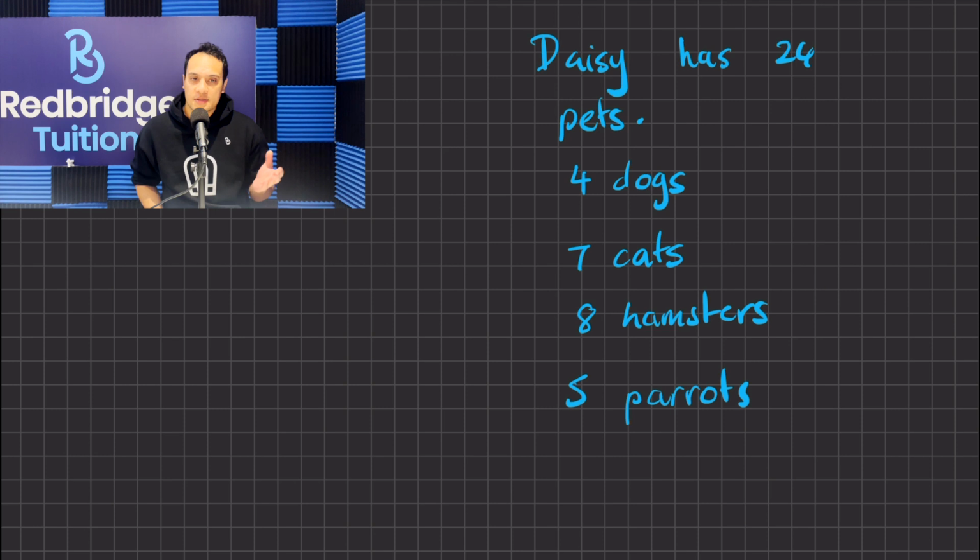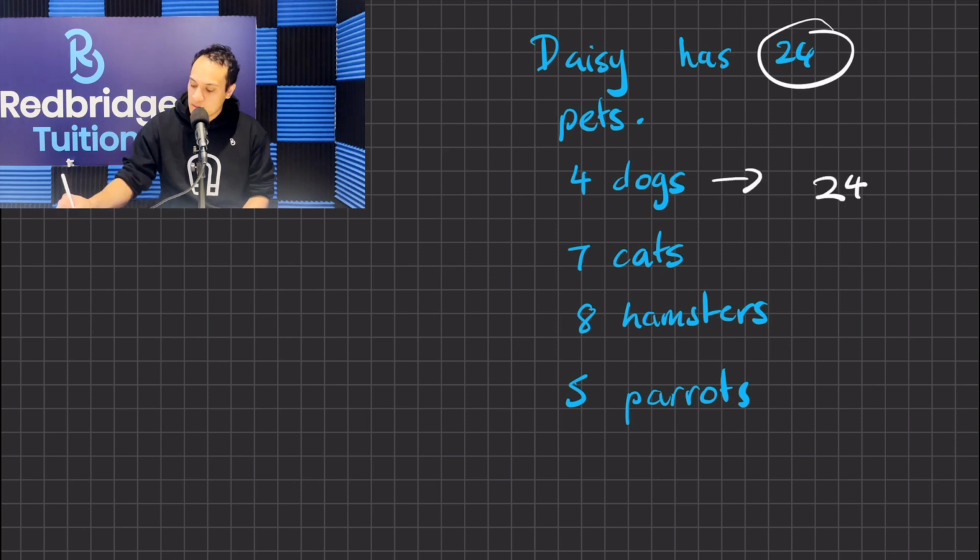Well, we can talk about Daisy's pets fractionally. So we can express the number of dogs that she has as a fraction of her total pets. And the way that we do that is we take our total, which is 24. And we make that, is it the numerator or denominator? It's the denominator. So we make 24 our denominator, and then we put the number of dogs, which is 4, over our denominator.